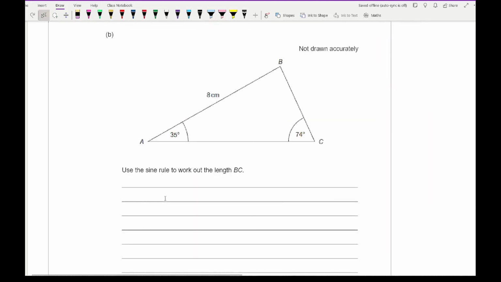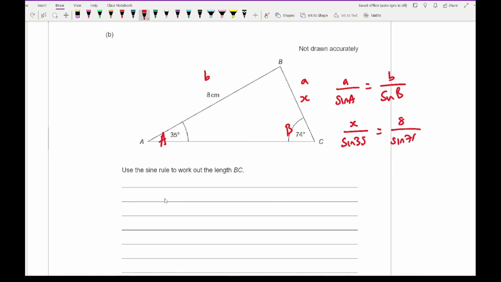Moving on to B, it says use the sine rule to work out BC. So again, BC is this side here. Labeling this up, we get A, B, little b. And the sine rule, one variation is this, and again, this is given to you on the formula sheet. Substituting numbers in, we get x over sine 35 equals 8 over sine 74.